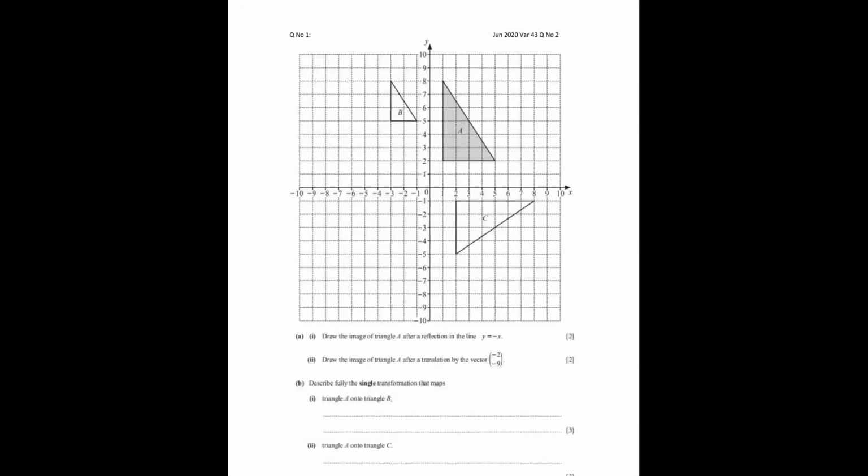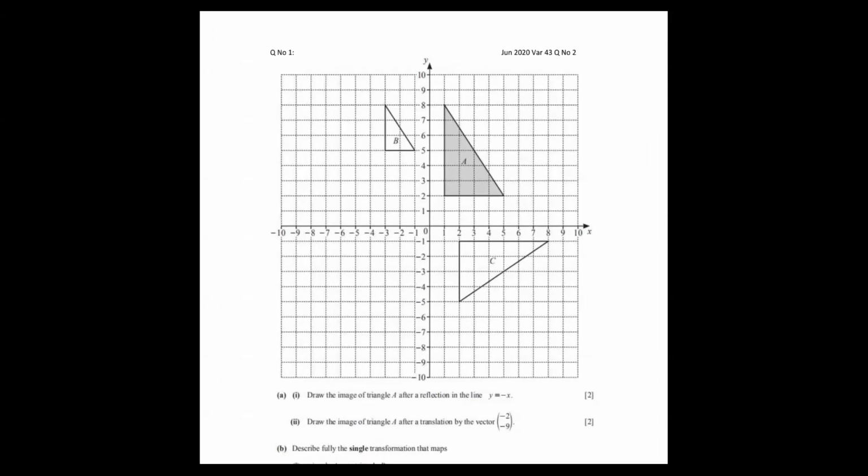So the topic today is enlargement. There are two kinds of enlargements. First of all, I'll tell you, one has a positive scale factor and one a negative. I'll talk about that later. But first, I will show you this question, which came in June 2020.